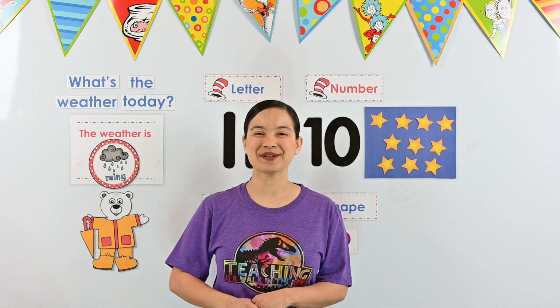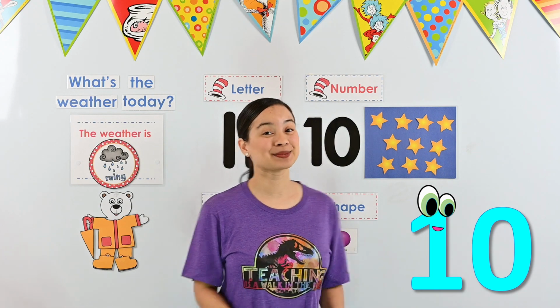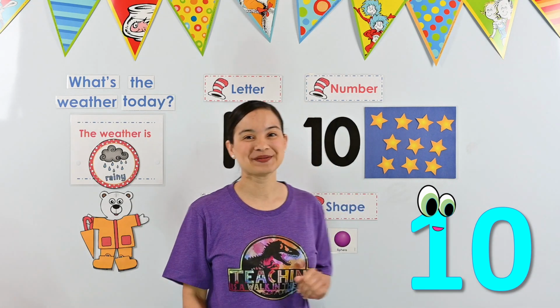Is this the number 10? If you have your thumb down, you are correct. This is not the number 10. Do you know what number it is? It's the number 8. Let's try one more. Is this the number 10? If you have your thumb up, you are correct. It is the number 10. It has the numerals 1 and 0.